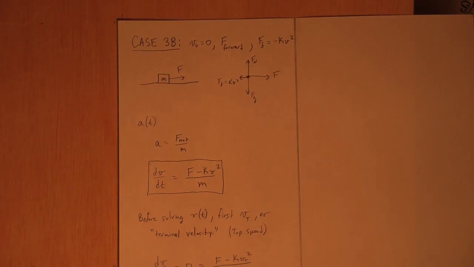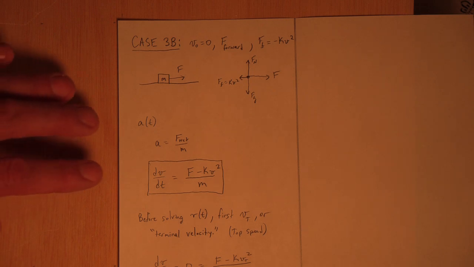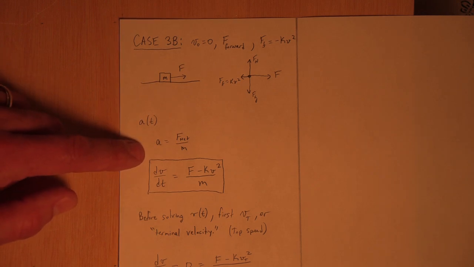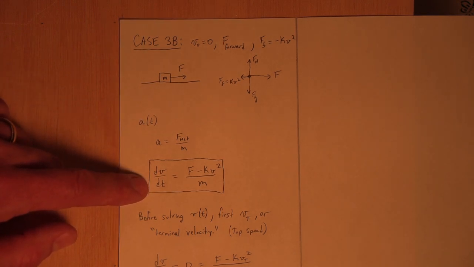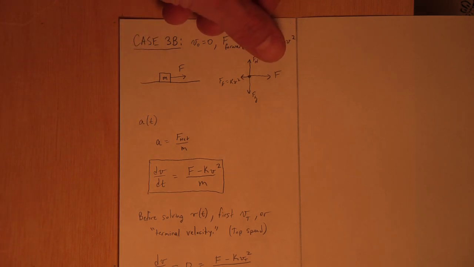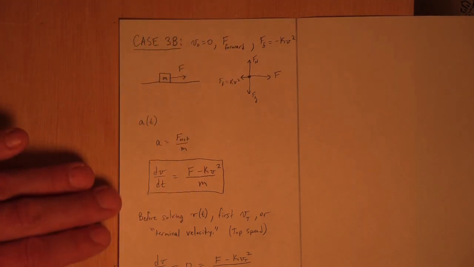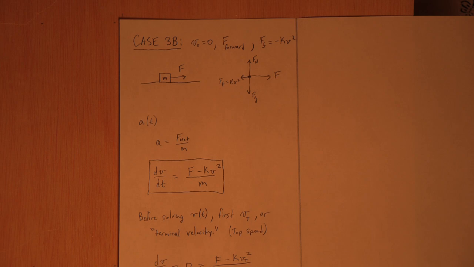So what we're going to do is first generate the acceleration as a function of time using Newton's second law. A is F net over m, and A is the derivative of velocity with respect to time. If you look back at the force diagram, we have a forward force F, backward force kV squared. So there is the differential equation.